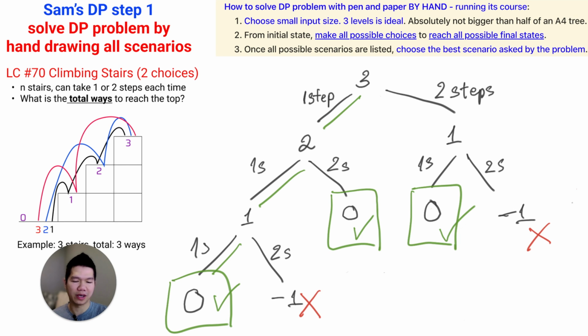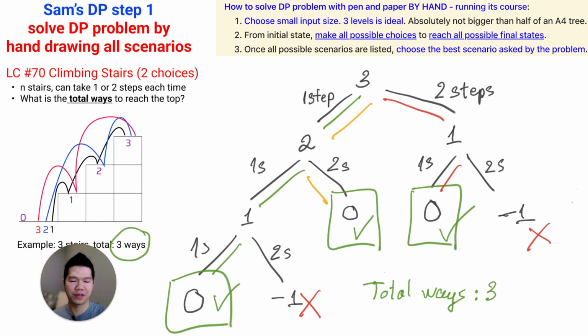The second way is making 1 step and then making 2 steps. That's going to lead us to the ground. The third way is making 2 steps and making 1 step. It's also going to lead us to the ground. So by what we're seeing here, the total number of ways is 3, and that is what we have here. With this 3, we just finished step 3.